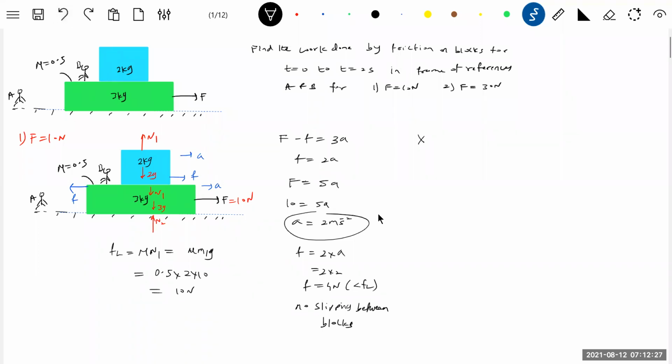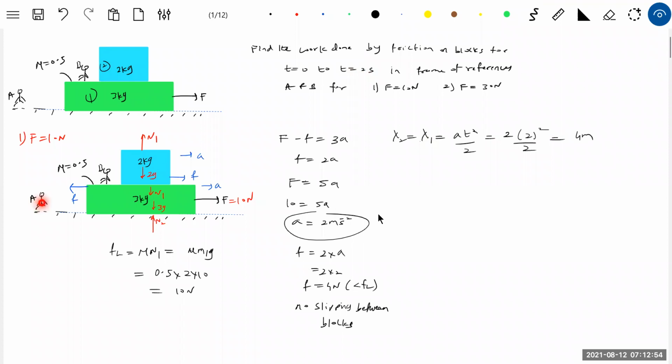We'll use symbol x2, like this. Displacement of block 1: a t square by 2. I think both will have same displacement. Acceleration 2, time is 2, square by 2, 4 meter. So in 2 seconds, both will have displacement of 4 meter. Both will undergo displacement of 4 meter. Okay, let's do one thing.